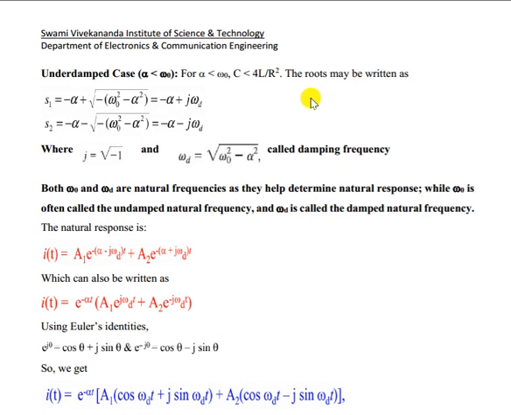Now for the underdamped case, that is the oscillatory case, s1 is minus alpha plus the root of minus omega square minus alpha squared.